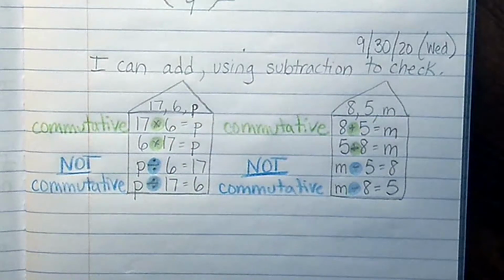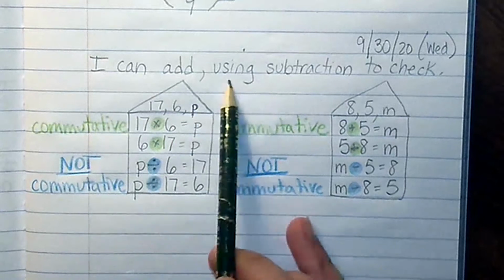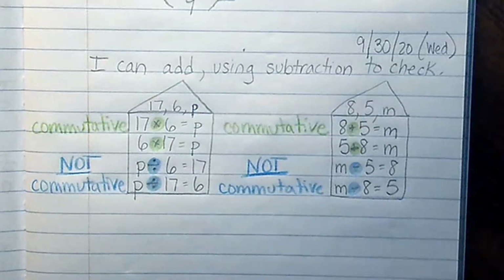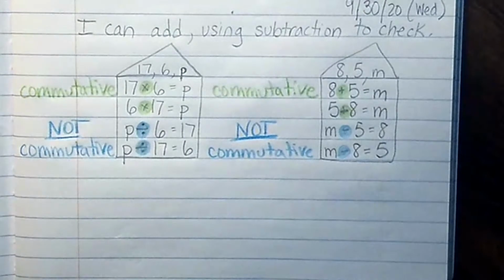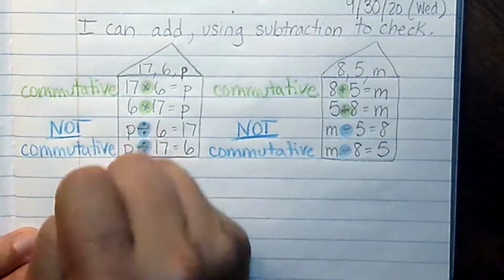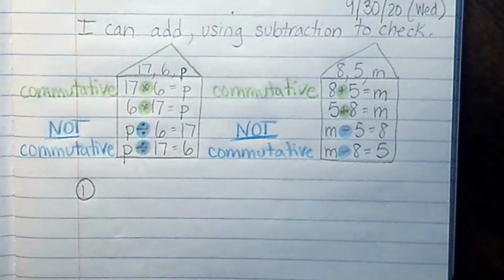So let's go ahead and do an example for today. Today we're going to be adding and using subtraction to check. This means any question that you turn into us, you will already know that you got it right because you've already checked it. And yes, we expect you to do that on every single question. So here we go. Here's our first example for today.